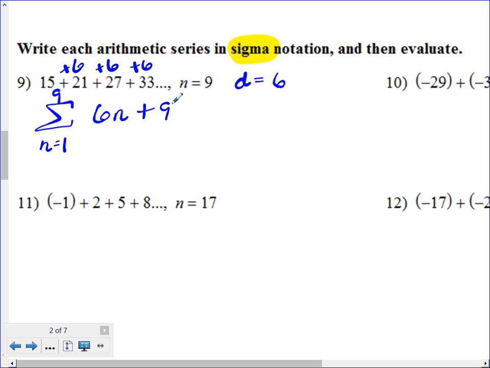Let me say that again. You know it's got to be 6n. Why? Because the common difference is 6. It's plus 6 every time, so it has to be 6 in here. Now the question is, if I plug in 1 to find the first term, 6 times 1 is 6, but that's not the first term. The first term is 15. So how do I get from 6 to 15? I add 9. Sometimes it'll be subtract 50. Sometimes it'll be minus 18. Could be anything.